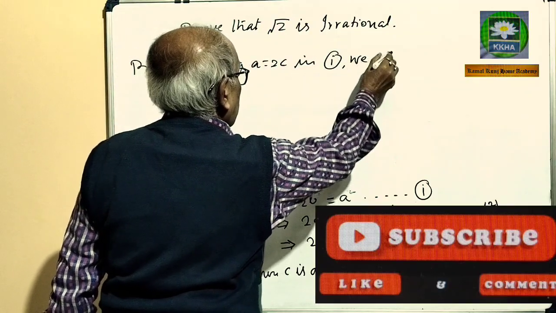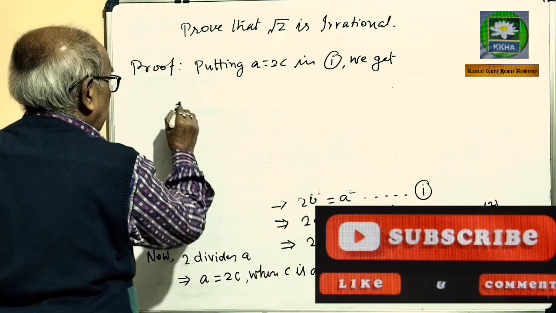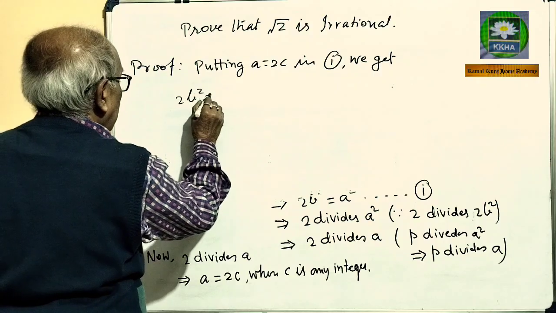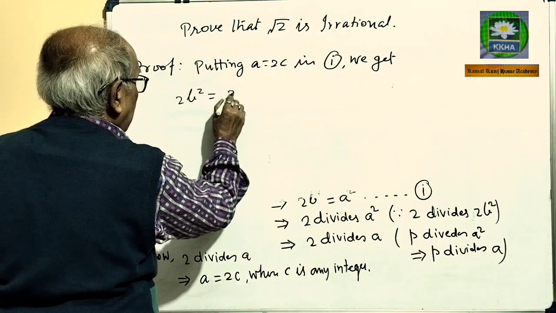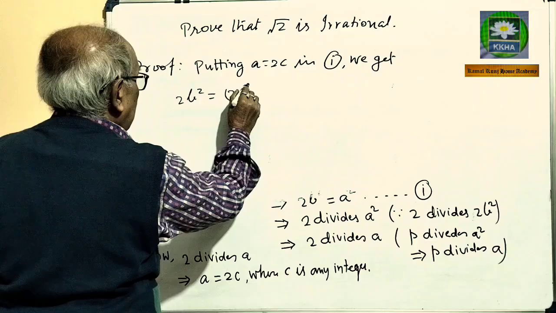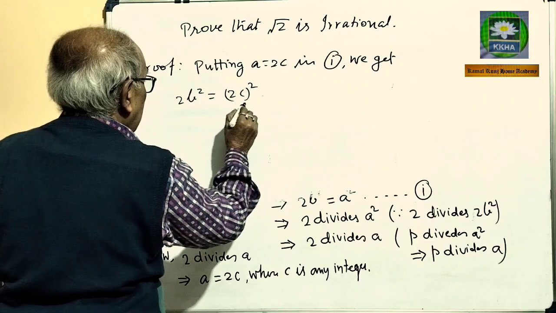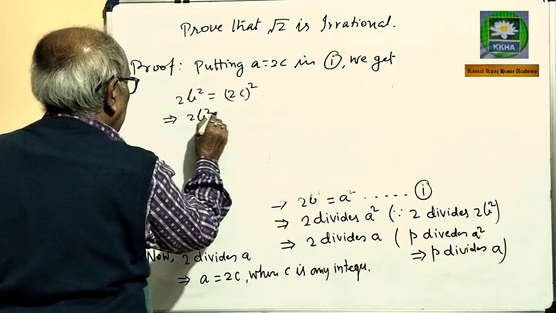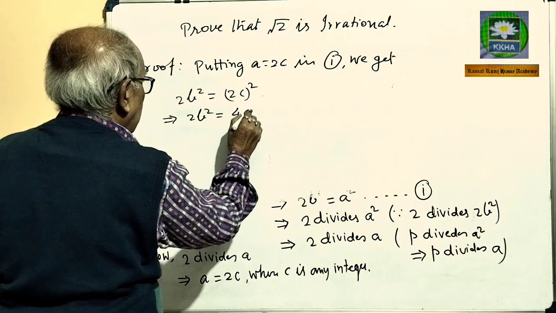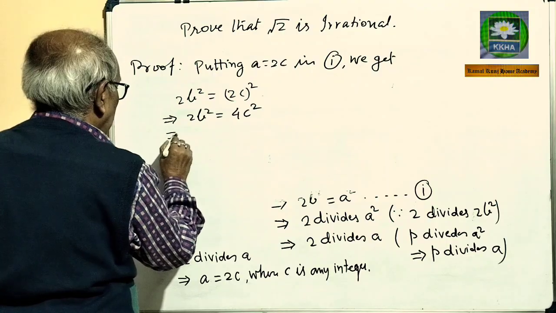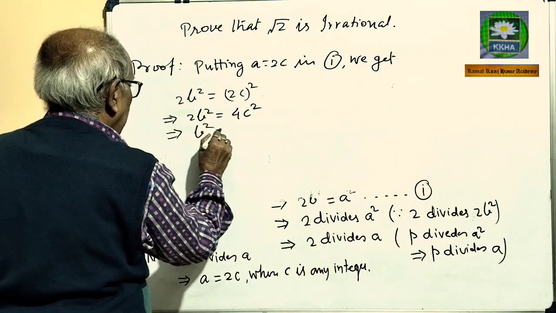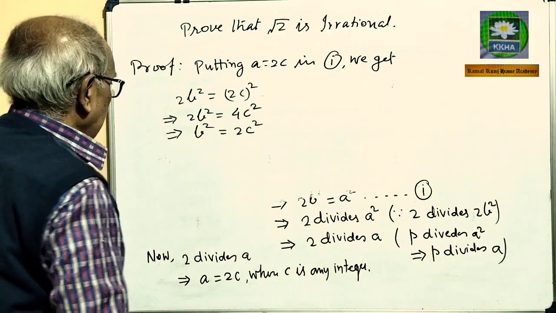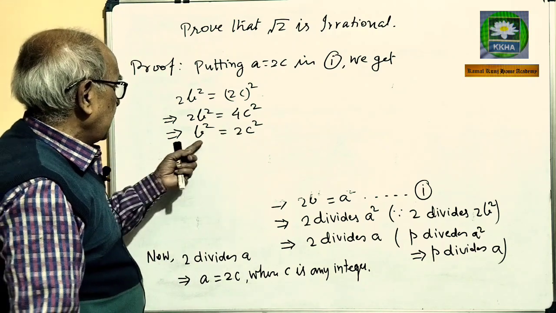we get 2B square is equal to 2C whole square. This implies that 2B square is equal to 4C square, and this implies that B square is equal to 2C square. This implies that 2 divides B square.